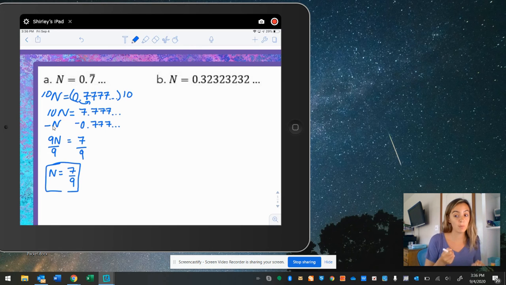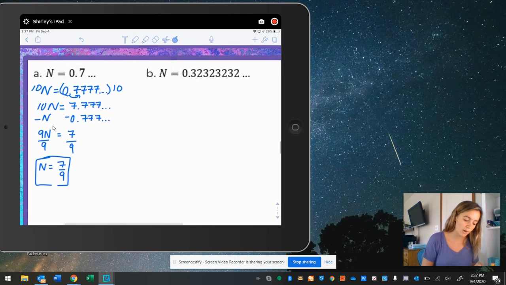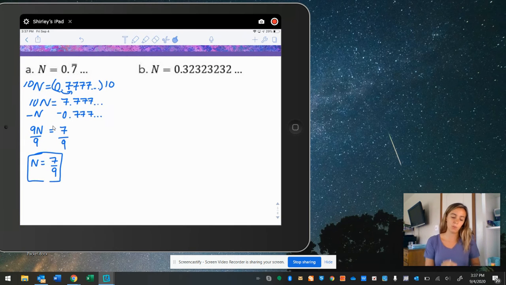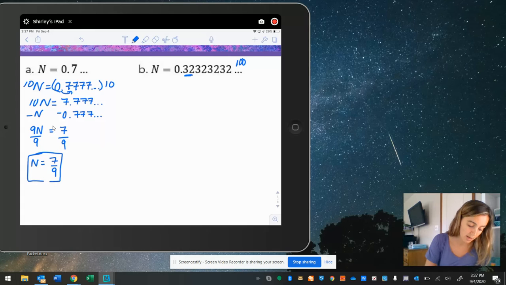We're going to do the same thing for part B, and then maybe you're going to start noticing a pattern that's happening here with these repeating decimals. So I have n is equal to 0.3232 and so on. It's a little bit different because now I have two placeholders that are repeating. So if I have two placeholders that are repeating, I'm not going to multiply it by 10. I'm repeating all the way down to the 100th place. So I'm going to take a 100 and multiply both sides by 100.